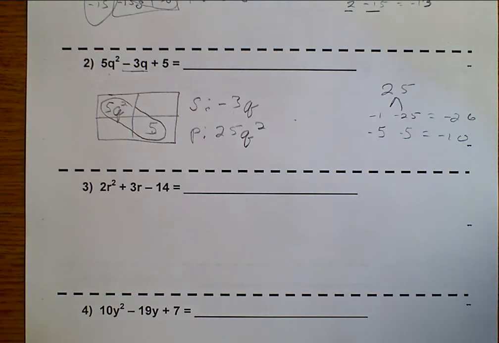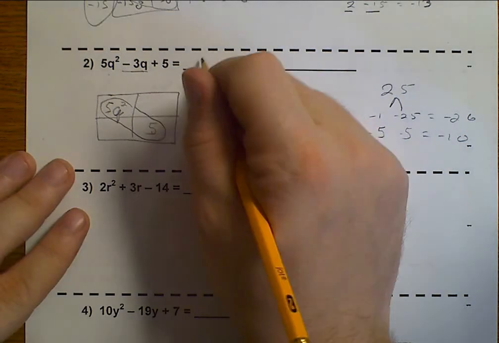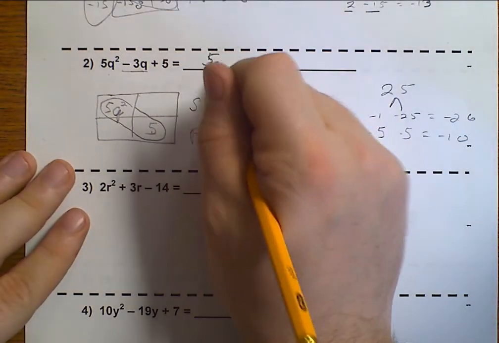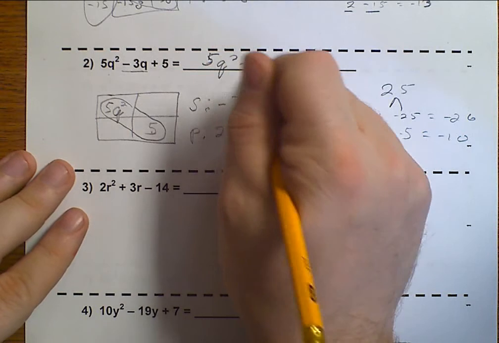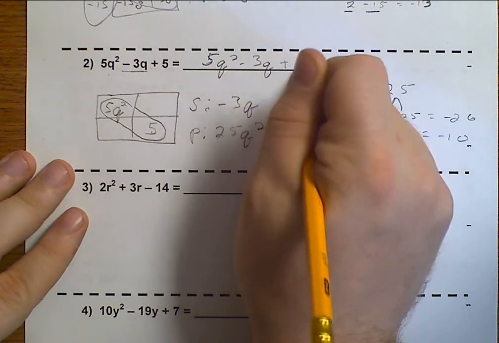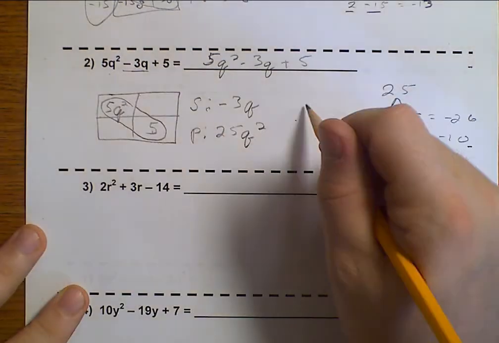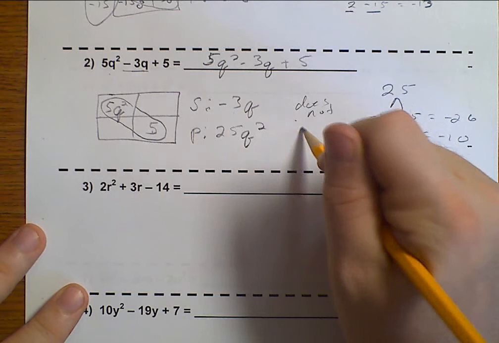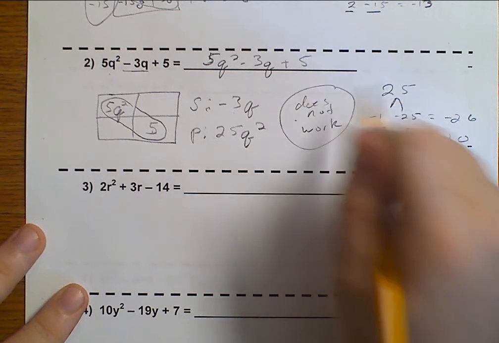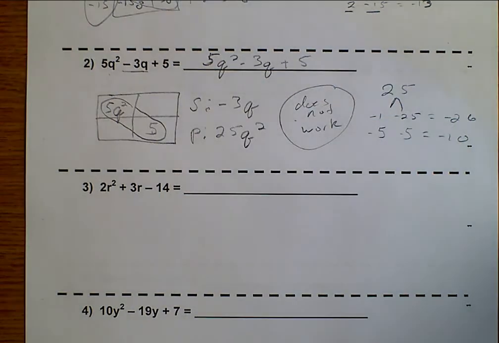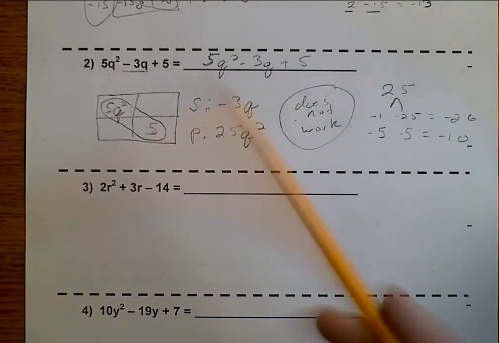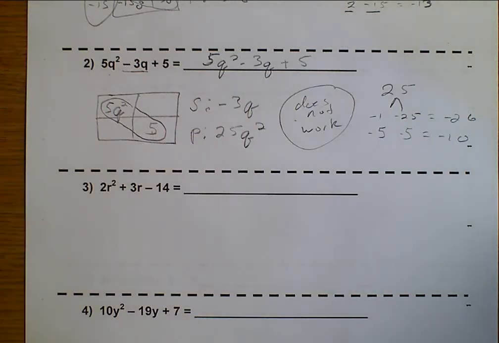And so our answer is just to write down the original equation because it doesn't work. Okay? And so that is q factored. We simply can't do it, so we're done. Well, let's look at number 3 and see if we can do number 3.